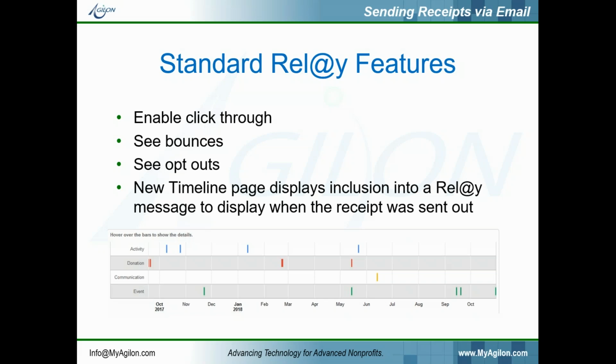And in this screenshot, you can see that there's just one yellow line there in mid-June of 2018 for this constituent. And if you were to hover over that yellow bar, it would have told you which Relay campaign this person was included in. In this case, it would have been a receipt campaign that was sent out. So we could see that they received an email receipt. And typically that would probably go in line with a donation line. So we would see both a red donation line and a communication line very close to one another if we sent them out a Relay receipt.